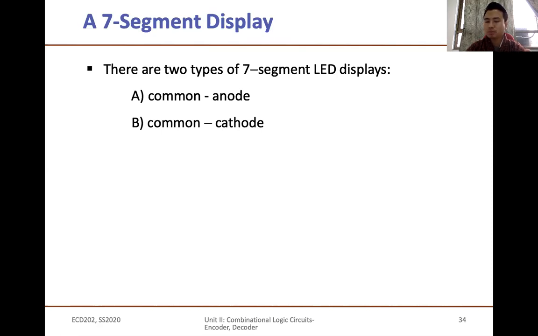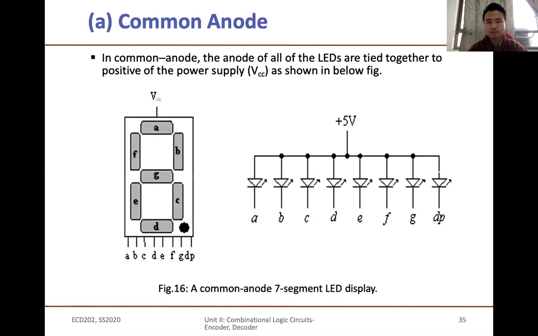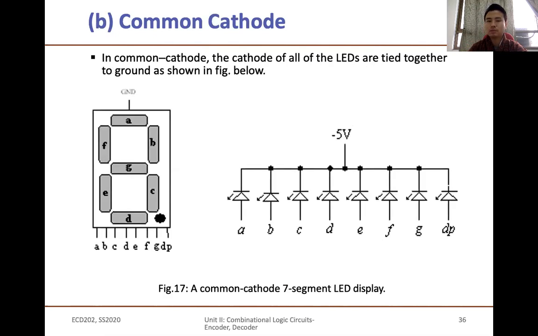This is based on how the connection is made. If you connect the anode, the positive terminal of the LED, to the power supply, that is called common anode. If you connect the positive terminal of the LED to the power supply, then that is known as common anode. And if you connect the negative terminal of the LED, it is known as common cathode.